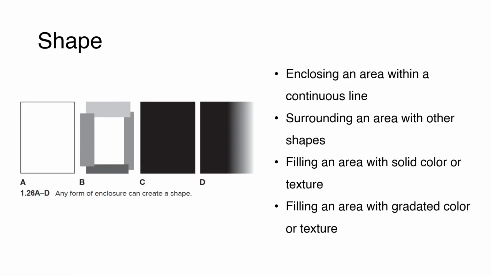So the next thing that we're going to be looking at is shape. A shape is a flat enclosed area, a two-dimensional form which occupies an area with identifiable boundaries. These boundaries may be created in four ways: by enclosing an area within a continuous line, surrounding an area with other shapes, as you can see over here, filling an area with solid color or texture, as you can see right here, and filling an area with gradated color or texture, as you can see on the D right here.